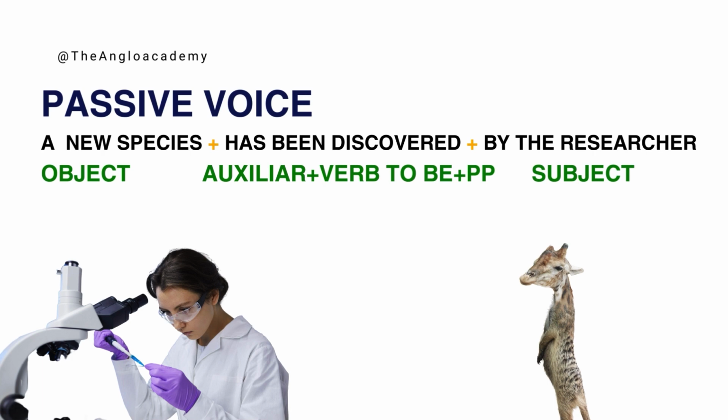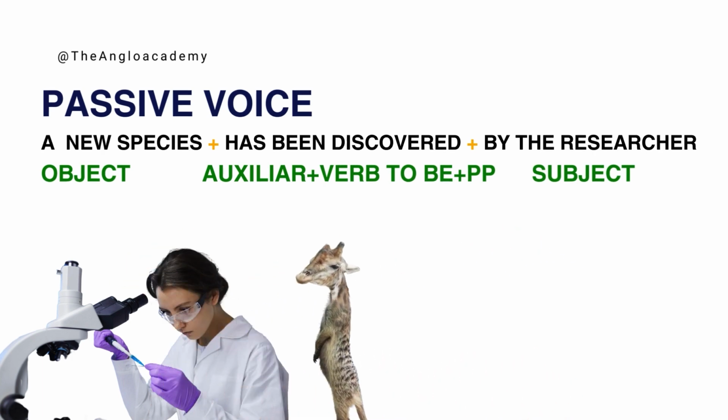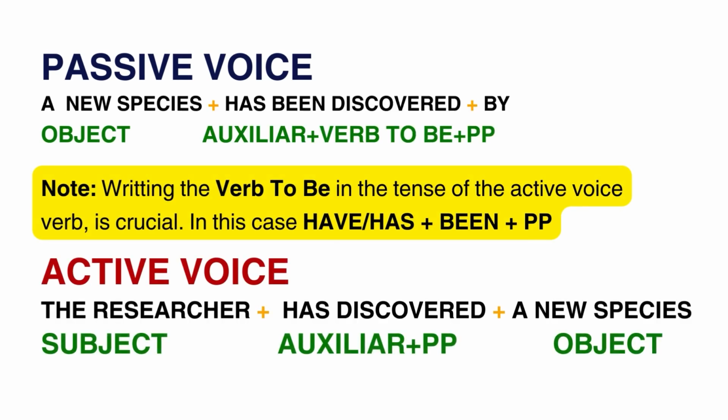A new species has been discovered by the researchers. A new species, third person object, has been, verb to be, discovered, past participle, by the researchers. Use has been or have been followed by the past participle to form the passive voice in present perfect tense.